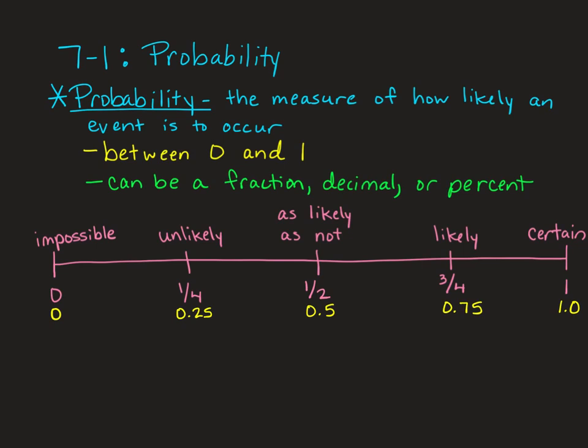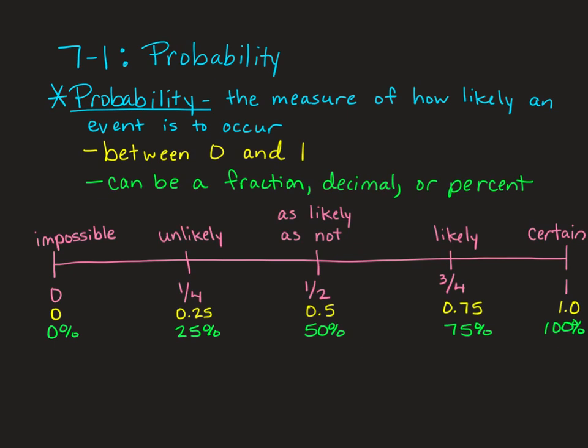Now we could see these numbers represented as decimals, such as these that are given. Notice that they are decimal values between 0 and 1, just like the fraction values were between 0 and 1. And then we could also see them as percents.